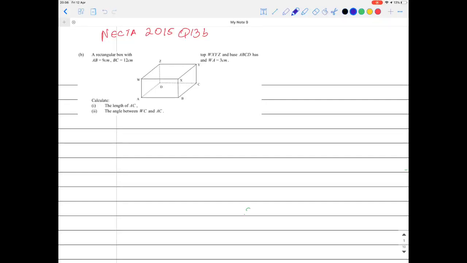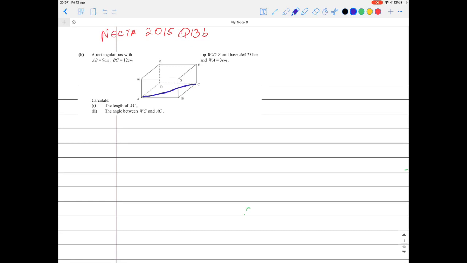Hi there, we have question 13b from NECTA 2015 past paper. We're given a rectangular box and we've been asked to find the length of AC. Okay, so that length.